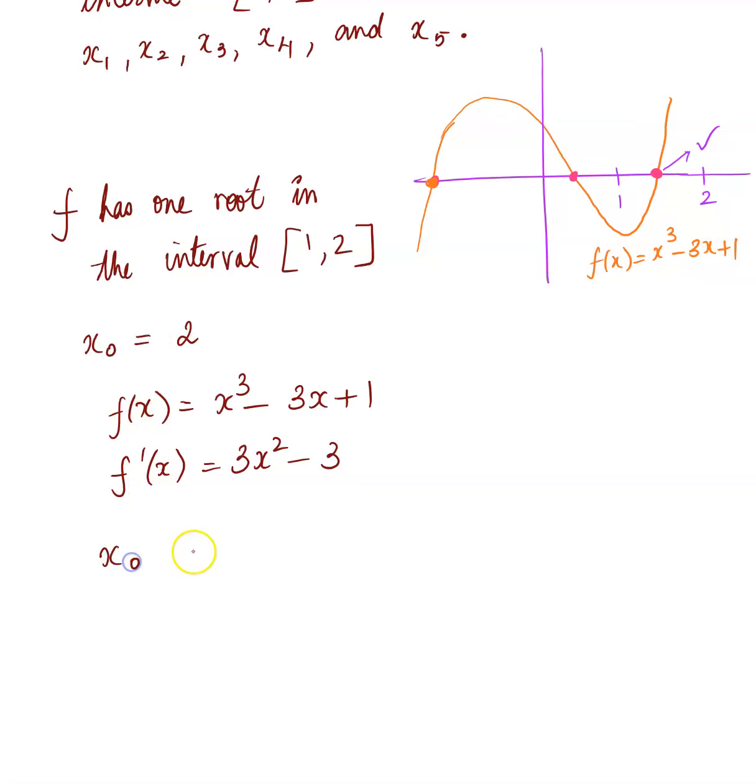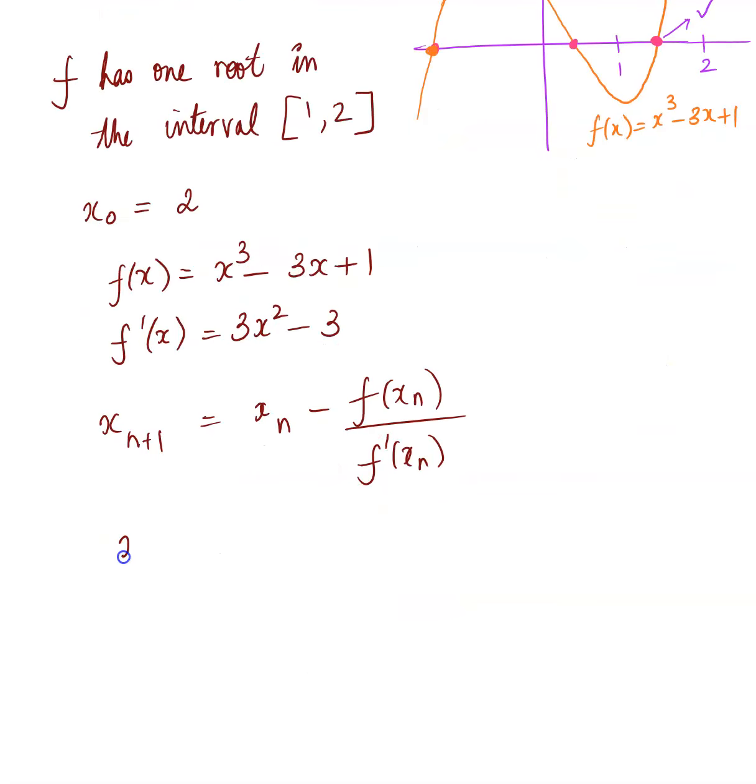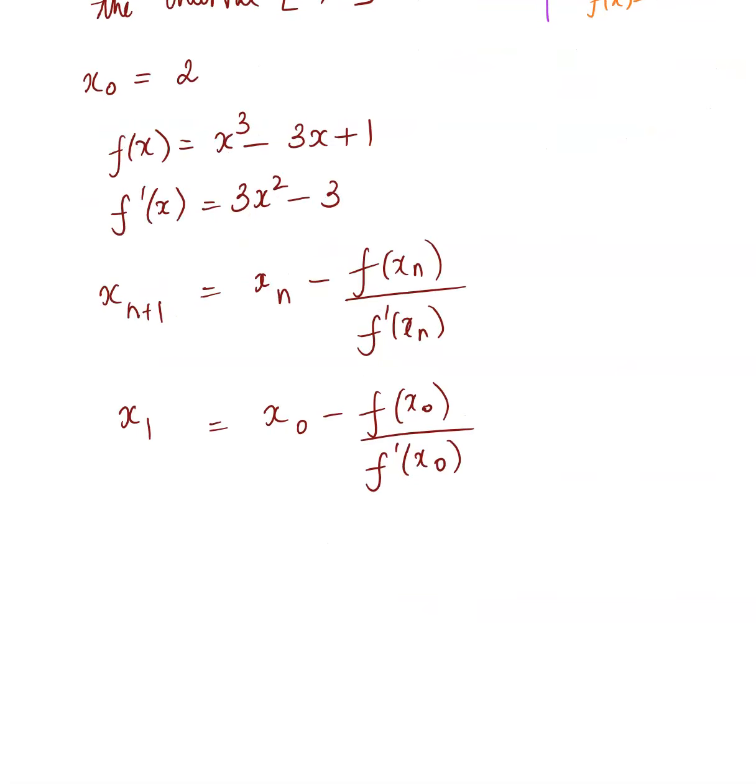So since x naught is given to us, let me write the formula again. Xn plus 1 is xn minus f of xn over f prime of xn. X naught is already given, so we'll start with x1. x1 will be x naught minus f of x naught over f prime of x naught. You can do this in a table too, but I just feel I need more room. I'll just start plugging in values here.